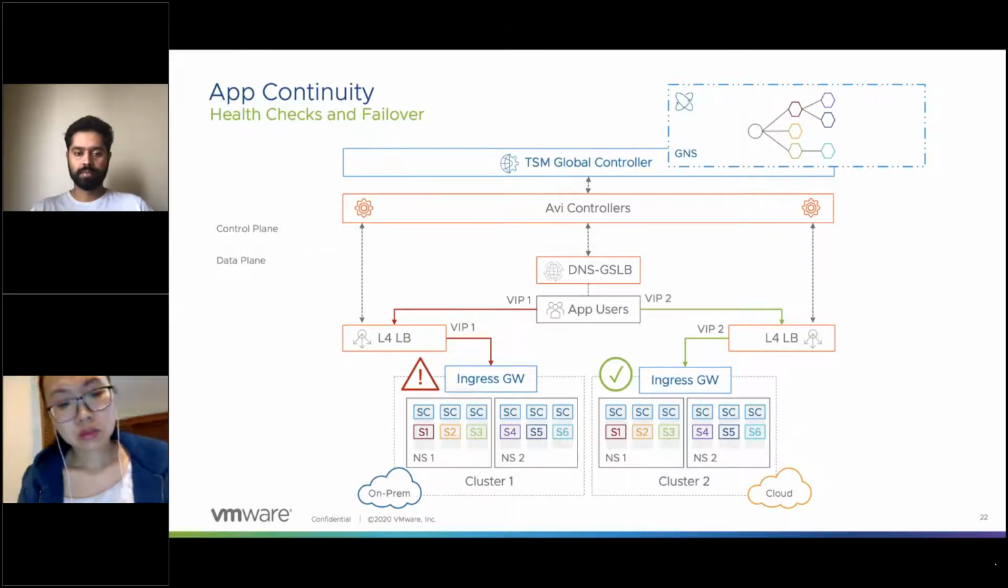Apart from the fact, of course, that if the whole cluster goes down, you will anyways fail over, or if the whole site goes down, including AVI controllers on that site, we are still up and running. So this provides you not only app continuity from service perspective, but also disaster recovery from a site perspective, right? If a site goes down.